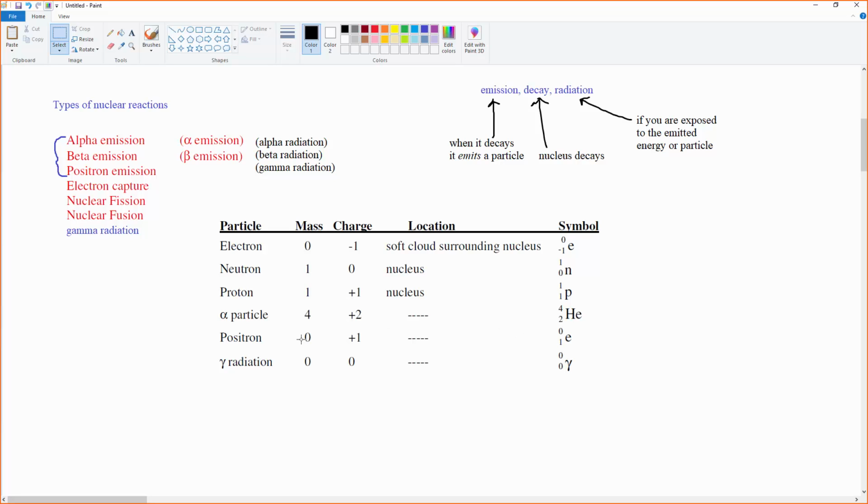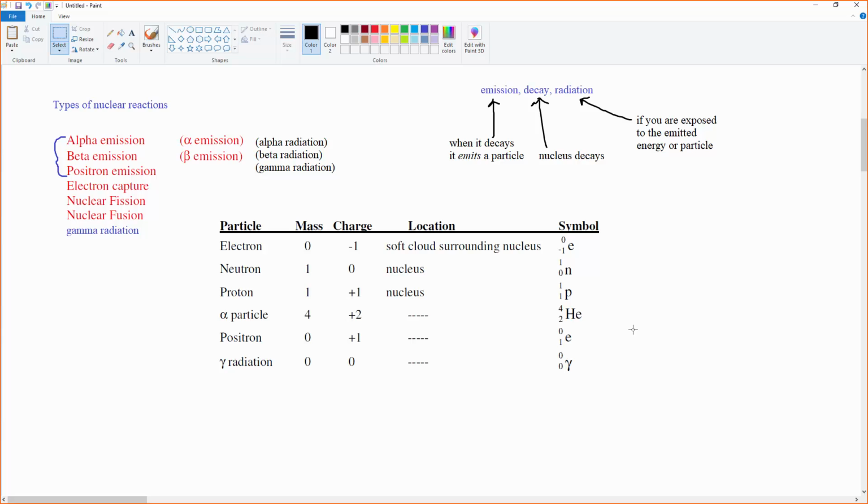But an alpha particle, as we now know, is actually a helium nucleus. It has a mass of 4. It has a charge of +2, which means it has 2 protons and 2 neutrons. So it's just like a helium atom, essentially. It's a helium nucleus. That's what an alpha particle is.